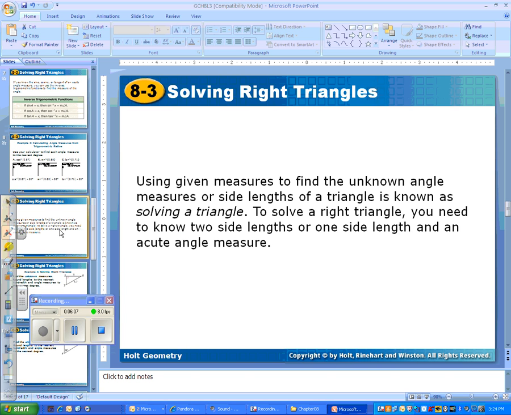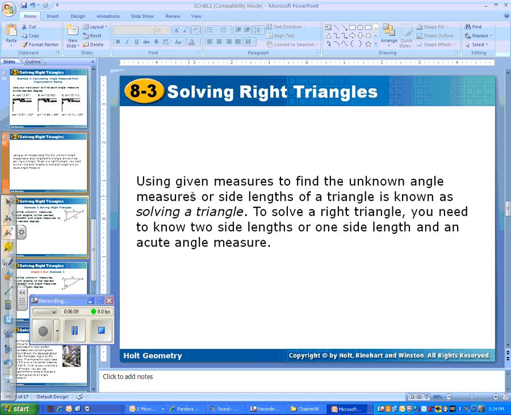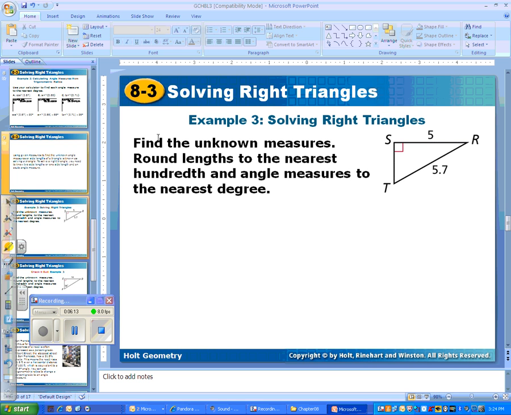Angle measures. Okay. So when I ask you to solve a triangle, that means to find every single thing you can figure out about that right triangle, including angles and side lengths. So if you wanted to find out what side length ST is, we don't have any angle measures, so you can just revert back to the Pythagorean theorem.